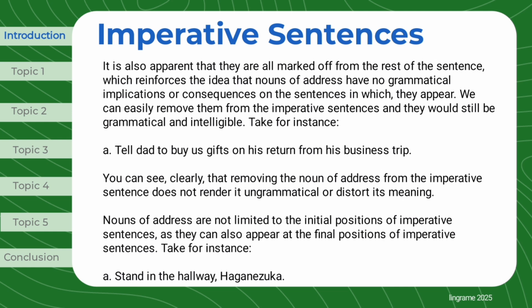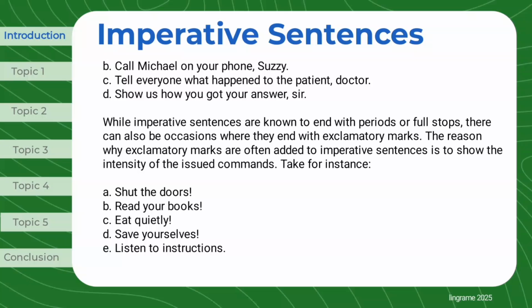You can see clearly that removing the noun of address from the imperative sentence does not render it ungrammatical or distort its meaning. Nouns of address are not limited to the initial positions of imperative sentences, as they can also appear at the final positions of imperative sentences. Take for instance, stand in the hallway, Haganzuka. Call Michael on your phone, Zuzi. Tell everyone what happened to the patient, doctor. Show us how you got your answer, sir.